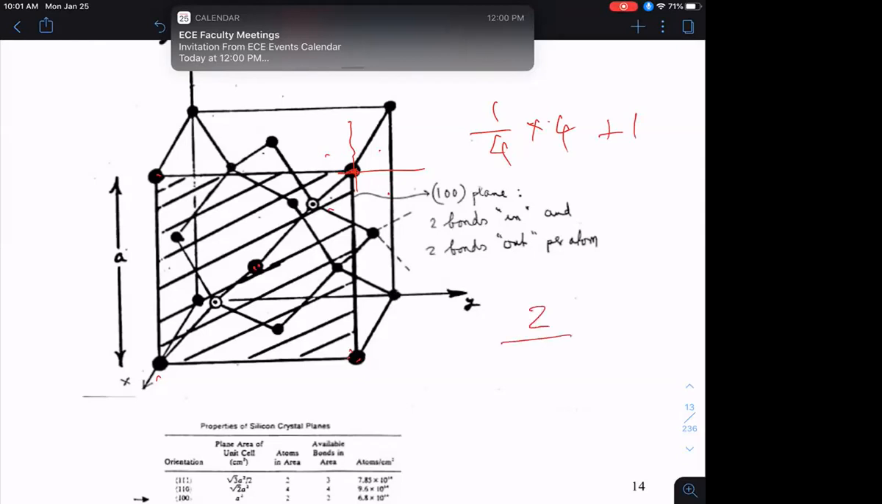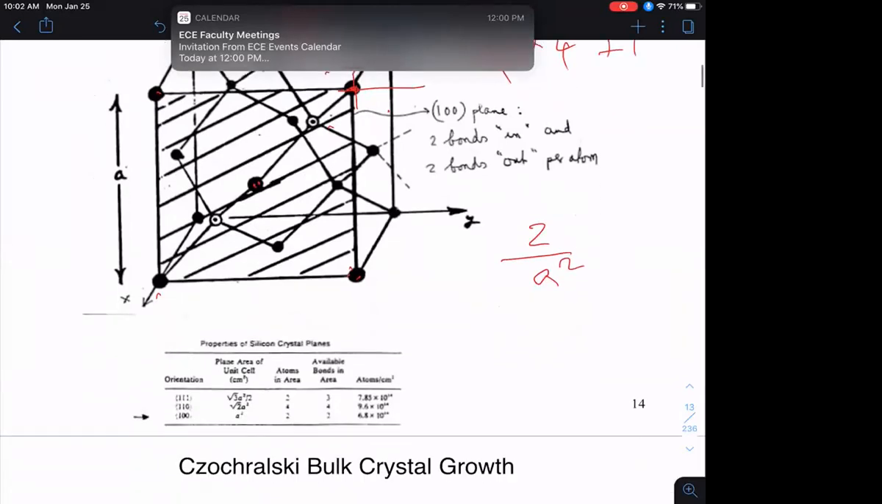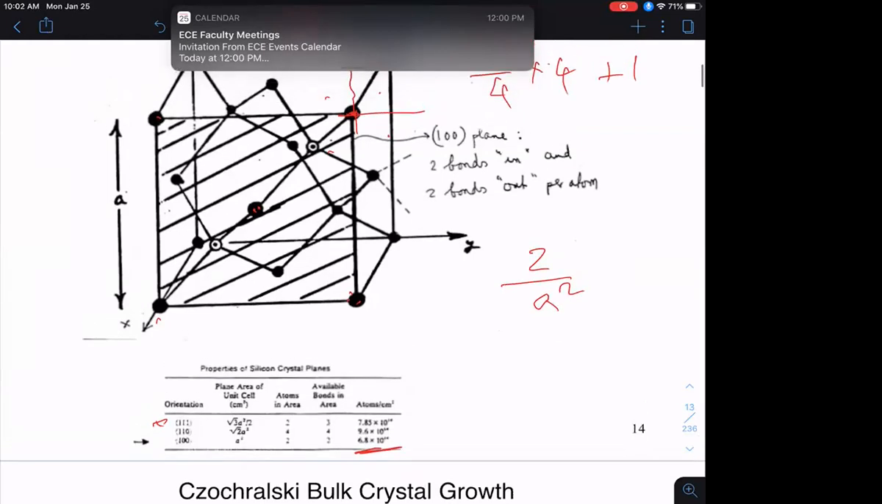What is the area of the square? A square, right? So for 100, if you work it out for silicon, that's the number that you get, 6.8 times 10 to the 14 per centimeter square. Now you may want to work out some of these other numbers, just so that you know how these things are done. And once again, there's a good chance I'll give you problems like this for other crystal structures.